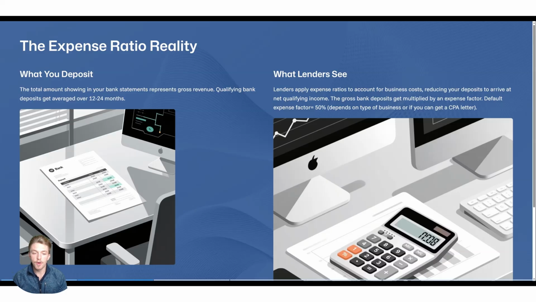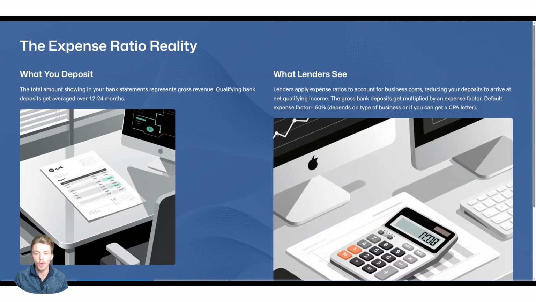So, the reality of expense ratios: essentially we take the total amount of eligible bank deposits and average that over 12 to 24 months, depending on what you deposit and what eligible business income is coming in. What lenders see is net qualifying income. So depending on your business, they're going to multiply those bank deposits, the eligible gross income, by an expense factor. The default expense factor is typically 50%, and this won't require any CPA letter or anything like that.